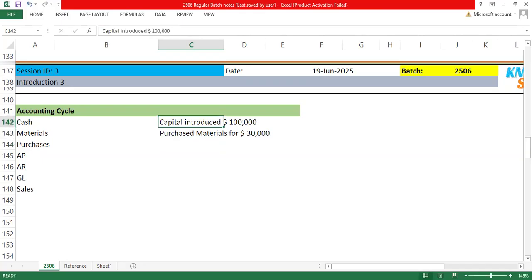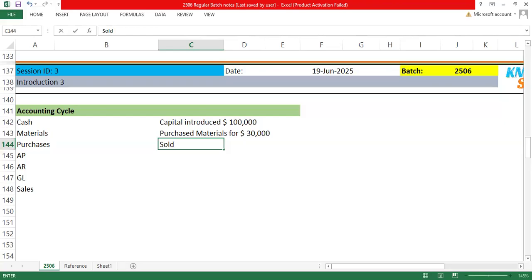Now I had introduced 100K, out of which 30K I have already spent. Now I remain with only 70K. If I want to rotate that money, or purchase more goods, I need to think about it. I need to sell faster so that I get cash from my customers. For that, you need to sell the goods. I'll make our transactions very simple so that you will be able to understand how one accounting cycle works.